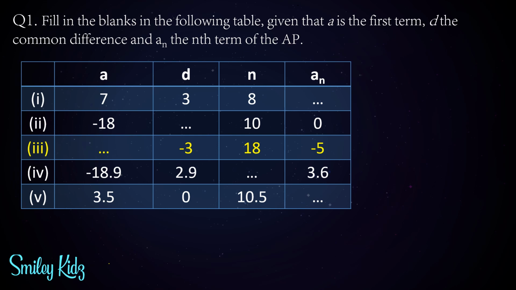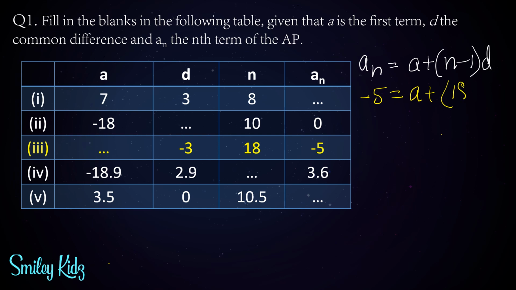Moving ahead, we have A as the unknown value followed by D as minus 3, N as 18 and AN as minus 5. Now AN is equal to A plus N minus 1 into D. Now what is the value of AN? AN over here is minus 5. So minus 5 is equal to A plus 18 minus 1 into minus 3.